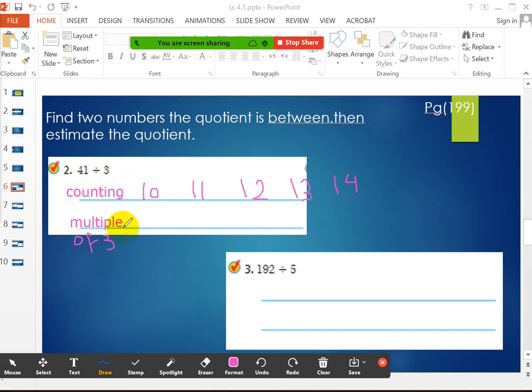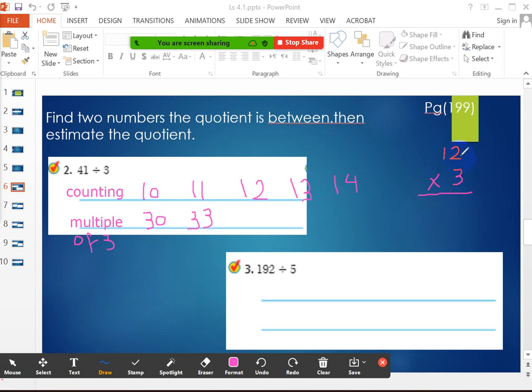So how will I find the multiple? Multiply the counting number with 3. That means 10 multiply 3 equals 30. Now, 11 multiply 3, as we said, any number multiply 3, I have to double the number, 33. Now, 12 multiply 3, you can do it here on a white paper. 12 multiply 3 and find the answer.